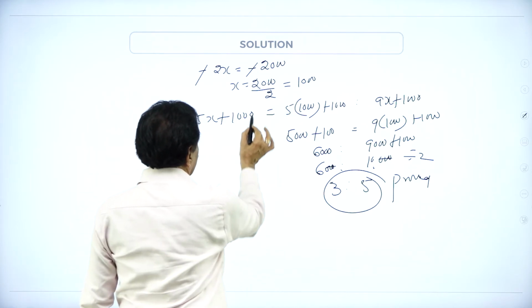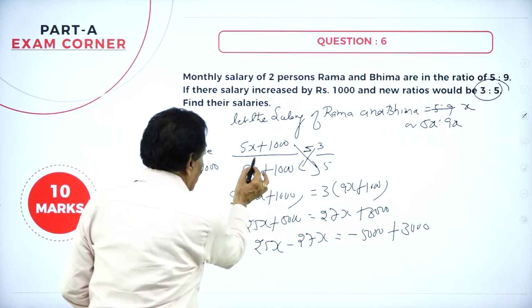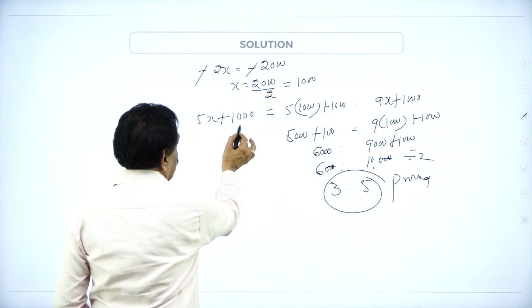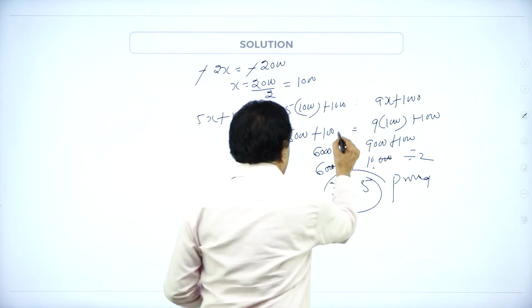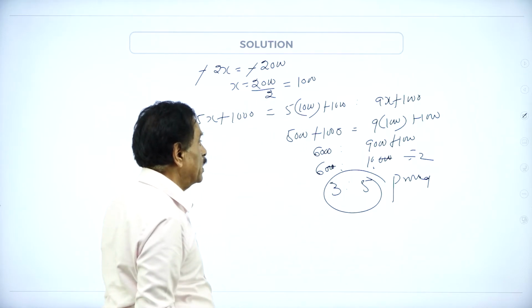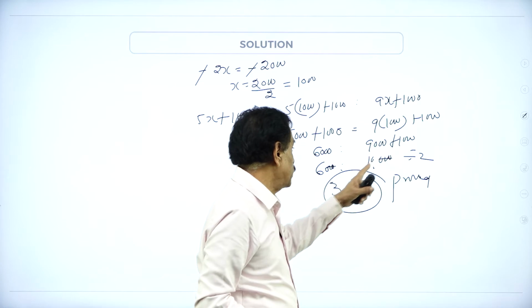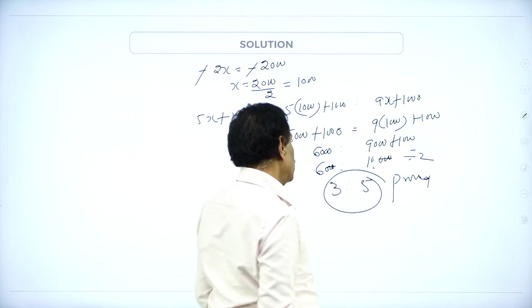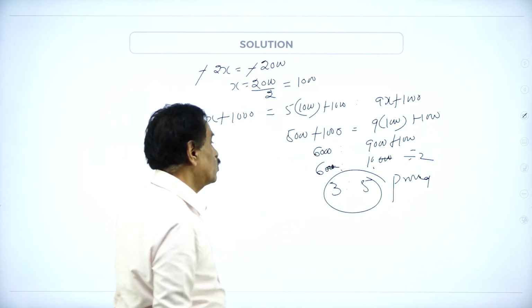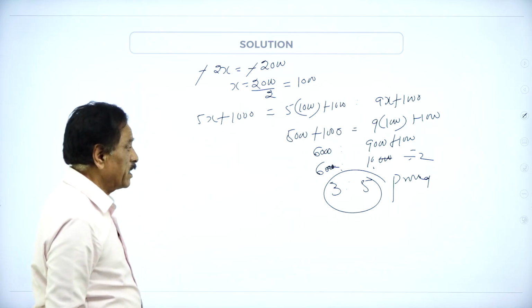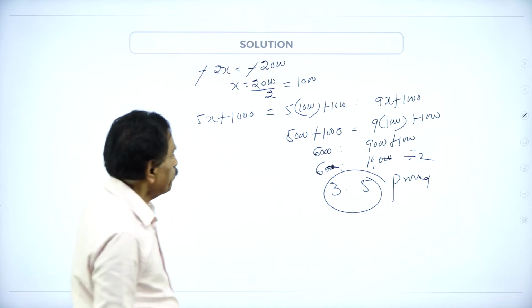So 5x plus 1000, what's the x value? 1000. 5000 plus 1000 becomes 6000. 9 into 1000 is 9000, plus 1000. So it becomes 6000 to 10,000. Cancel the zeros. Divide by 2, 2 3s are 6, 2 5s are 10. So they are in the ratio of 3:5.